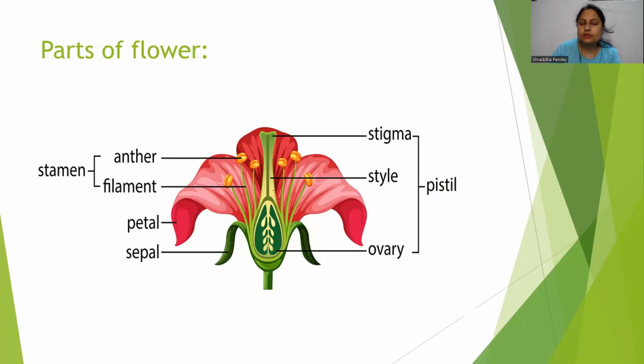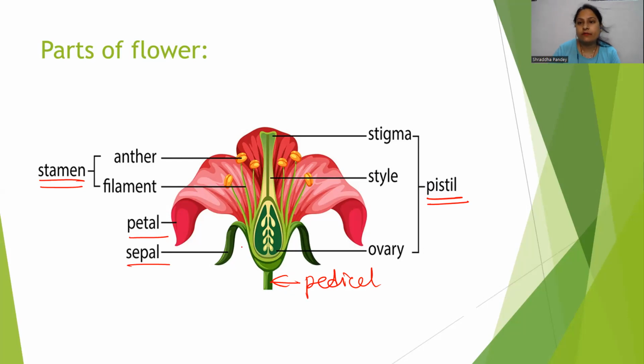There are different parts present in the flowers. One is the essential whorl and the other is the accessory whorl. Now, what is the essential whorl? It is the pistil and the stamen. Then there are the accessory whorls: petals, sepals, and the pedicel. The stalk of the flower is the pedicel.